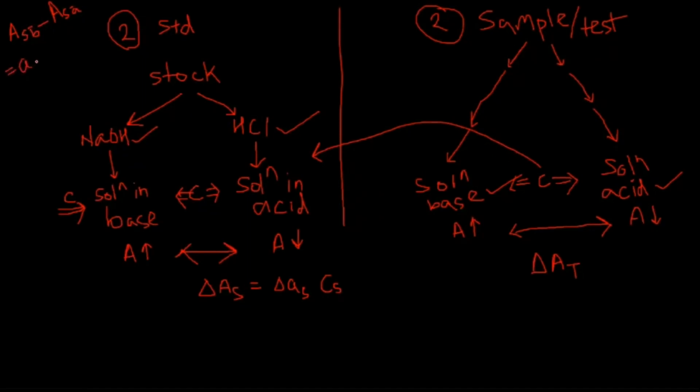So it will be, I am ignoring the path length. This is absorptivity of standard in base multiplied by path length, which is equal to 1 centimeter, into concentration of standard, minus absorptivity of standard in acidic solution multiplied by path length 1 centimeter into concentration of standard. So you can see that CS is common. So can I write this as, in bracket, absorptivity of standard in basic solution minus absorptivity of standard in acidic solution, this multiplied by concentration of standard. Can I write this term as delta AS?